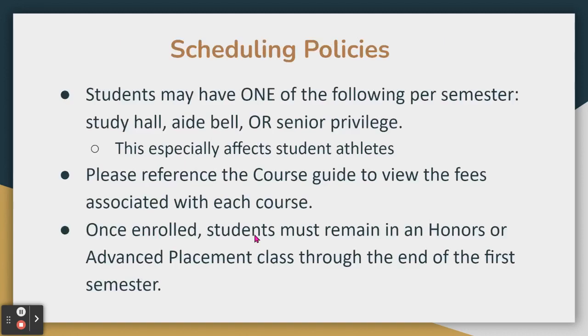Scheduling policies. Students may have one of the following per semester: 1 study hall, 1 aide bell, or 1 senior privilege. Again, student athletes, this especially affects you. Our course guide has all fee information associated with each course. Please be sure you review the fee information prior to signing up for courses. Once enrolled, students must remain in an honors or AP class through the end of the 1st semester.